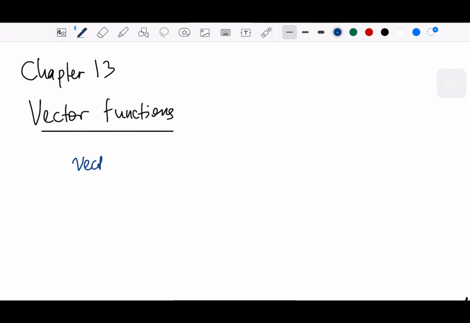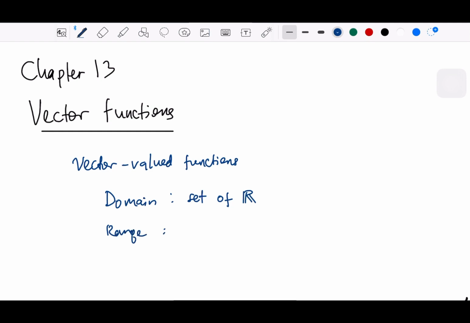So vector valued functions. It is the functions that have a specific property of vectors. You can say the domain for these functions is some set of real numbers, and the range will be a set of vectors.